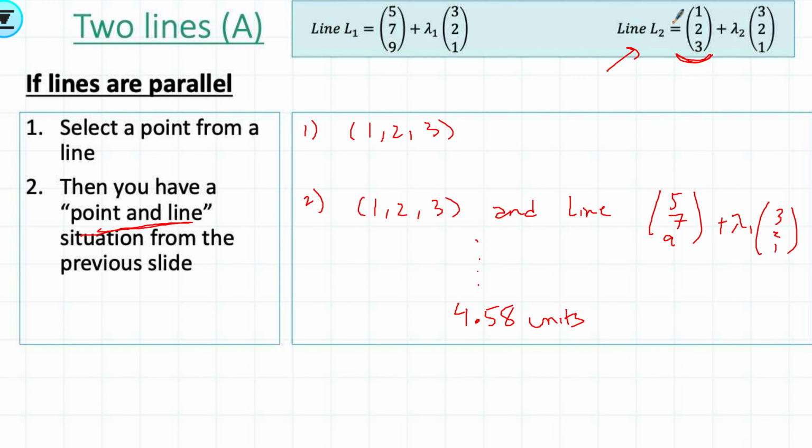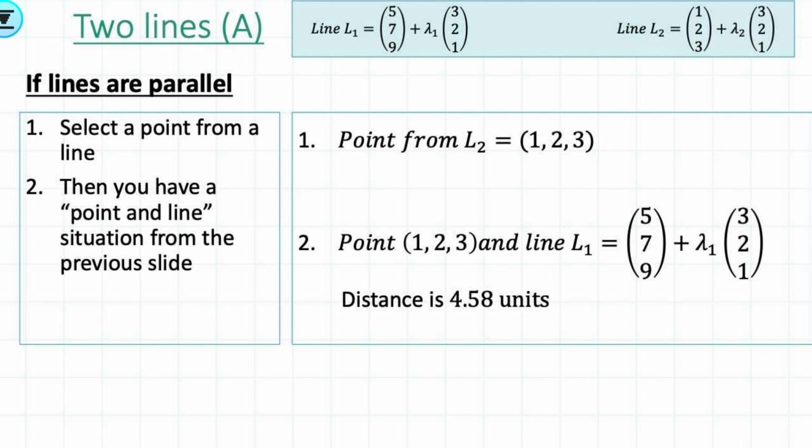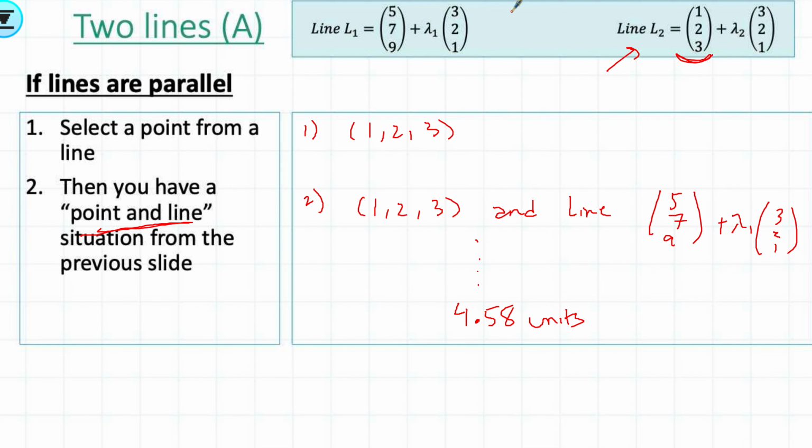And you could do this the opposite way. So you could pick (5, 7, 9) as your point, and then you have this point and this line that you need to find the distance of. So we've reduced it back to simpler versions. Also, we can see the lines are parallel from the direction vector here.